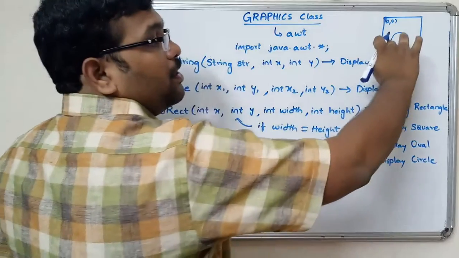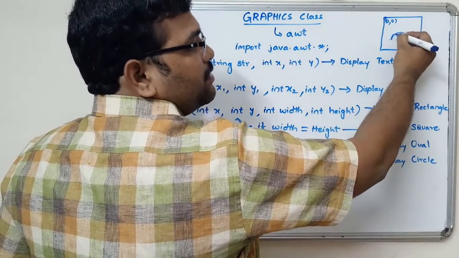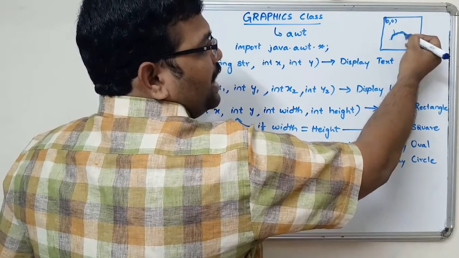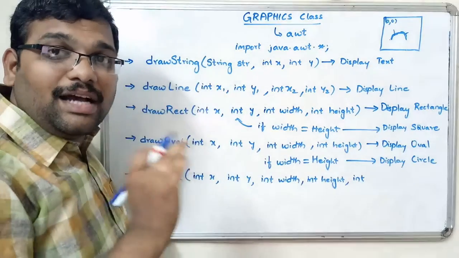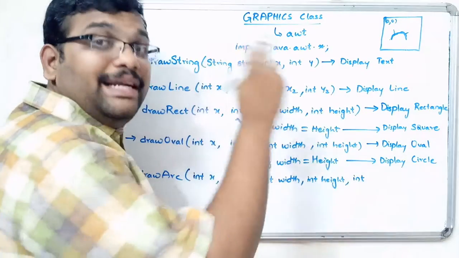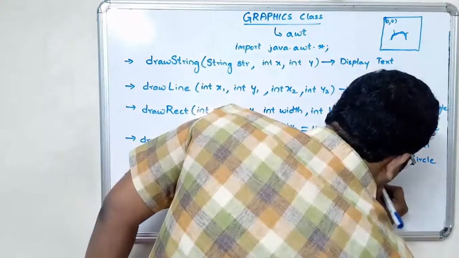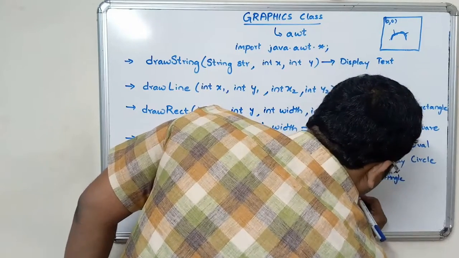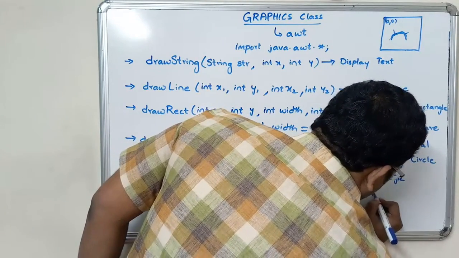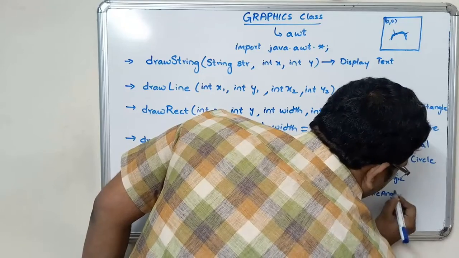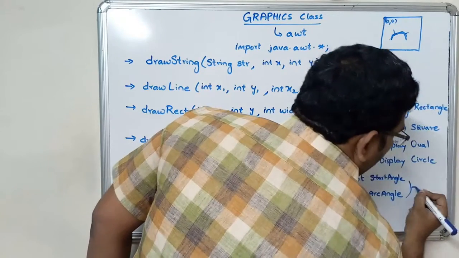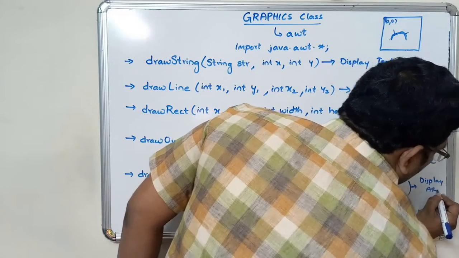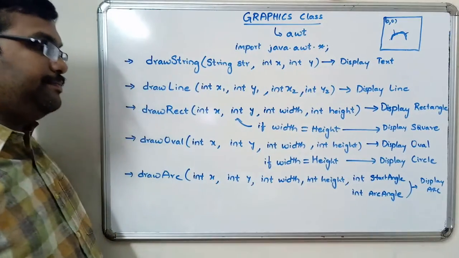So for this arc, it should have the start angle and arc angle. Start angle and arc angle. So for the deviation, right? So start angle, int arc angle. So it will display the arc.